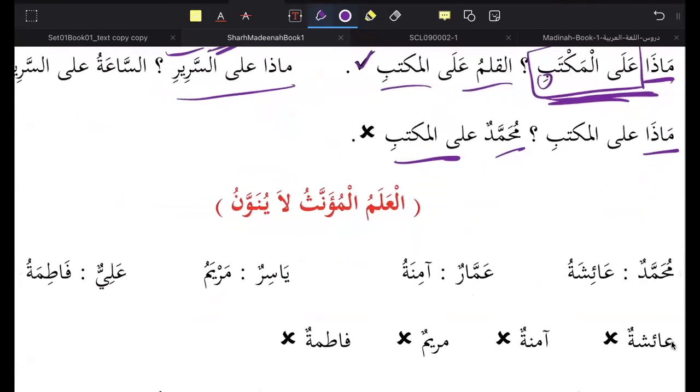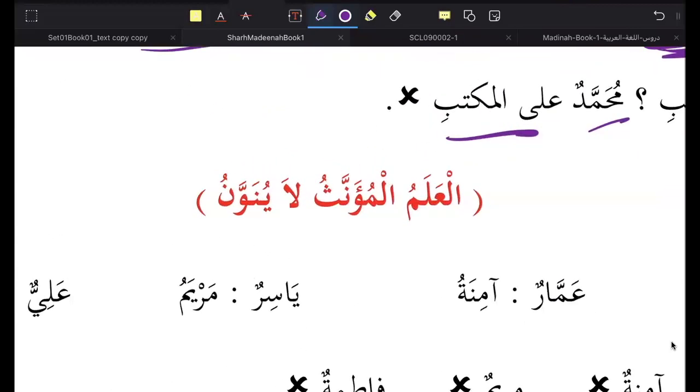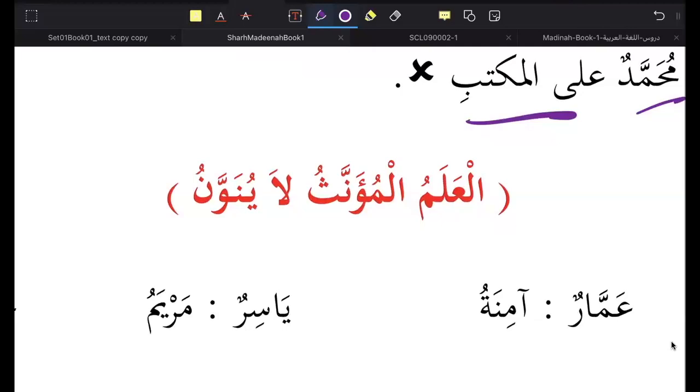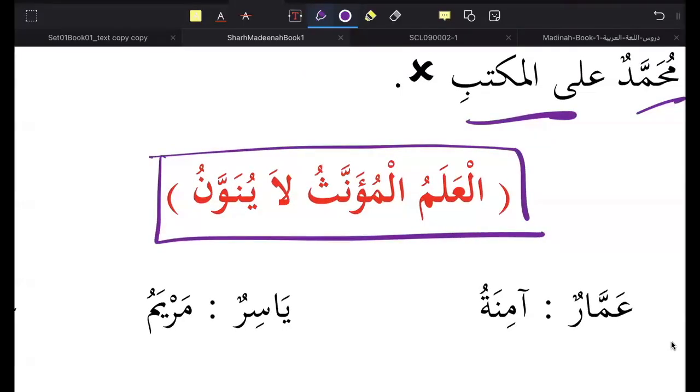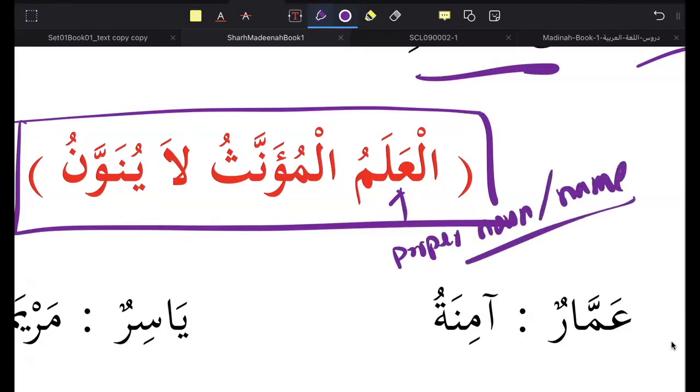Now, the next thing that this chapter is talking about is al-alamu al-mu'annath la yunawwan. Here is the issue that we mentioned about names. Al-alam here means proper noun, or name, meaning the name of anything. For example, Muhammad, Khalid, any name. It doesn't have to be a human being. It can also be the name of a place. Makkah is the name of a place. This is called alam.